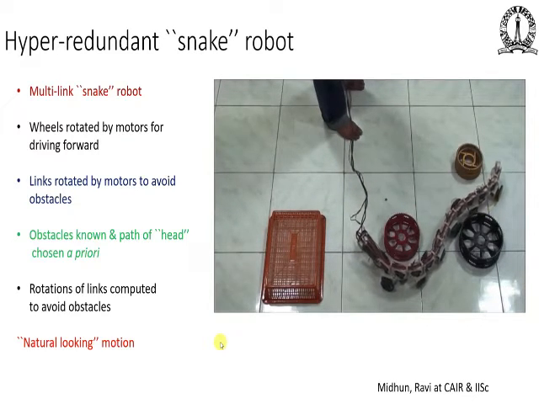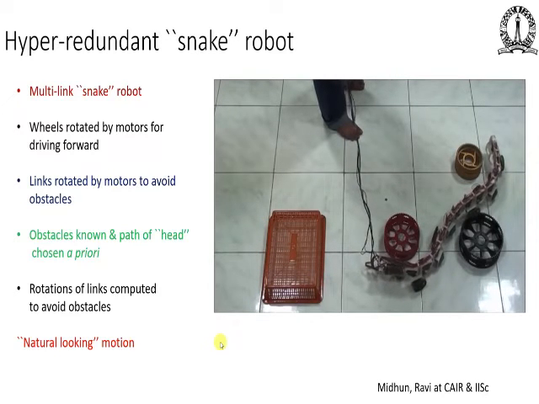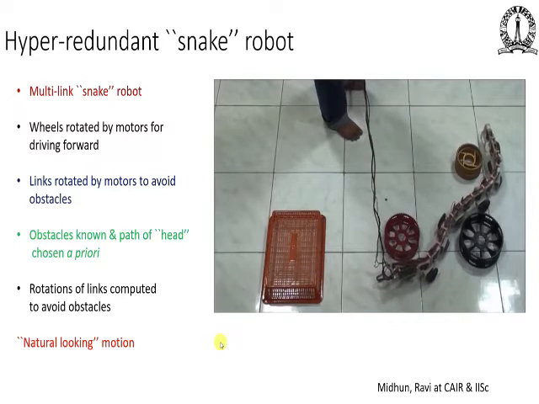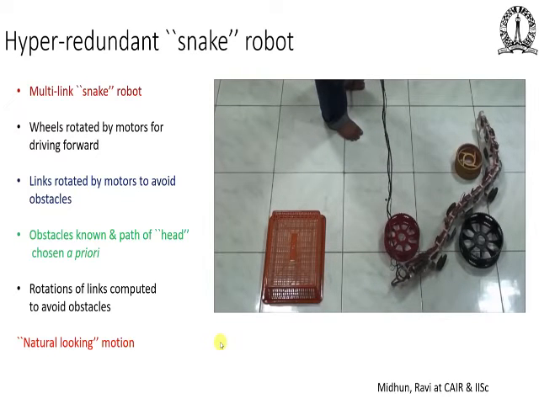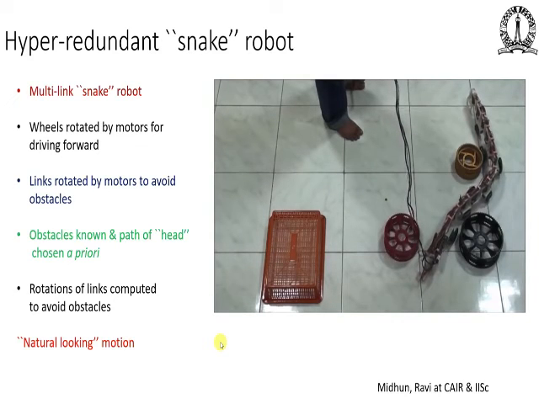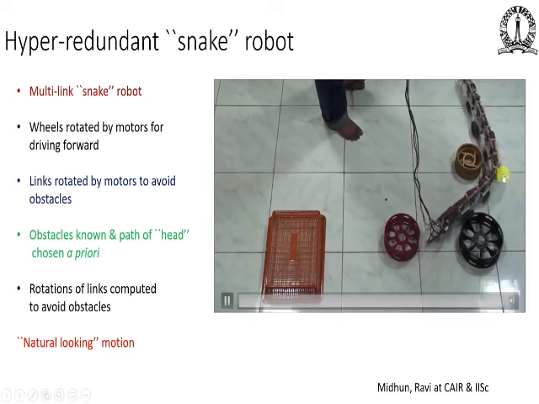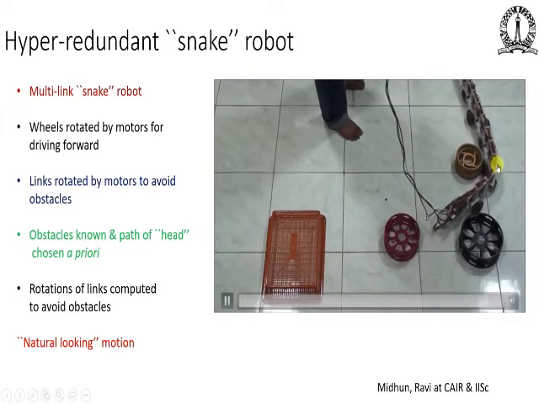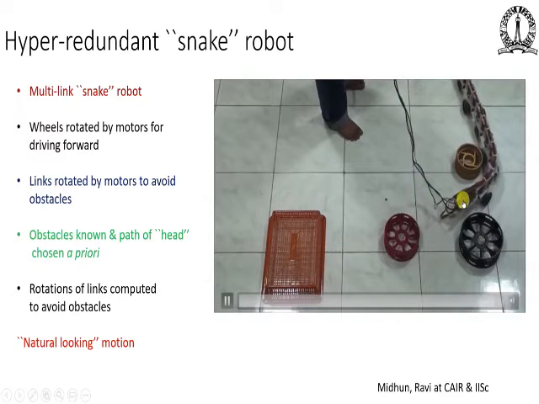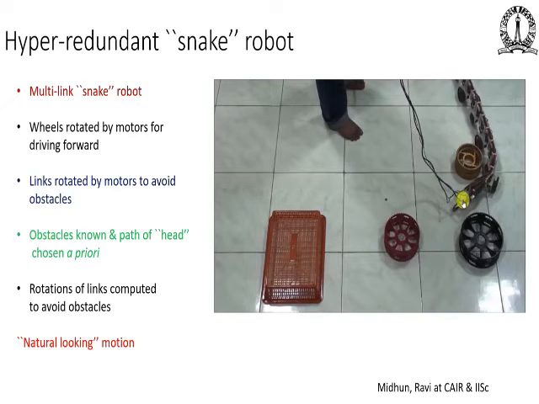So one of the things is that this algorithm, or this robot, is looking very natural. You can see that the links of the robot, the body of the robot, will only bend when it is required, when it is near the obstacle. So as you can see, the head here is going straight and this part of the body is only bending. This part is still straight. So this gives a very natural looking motion to this robot.